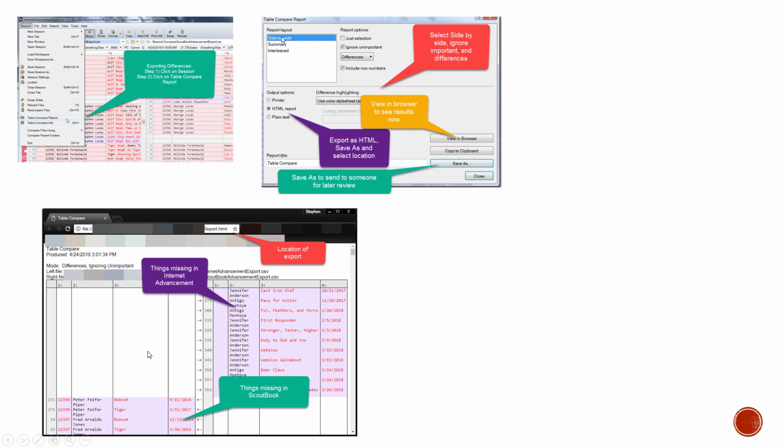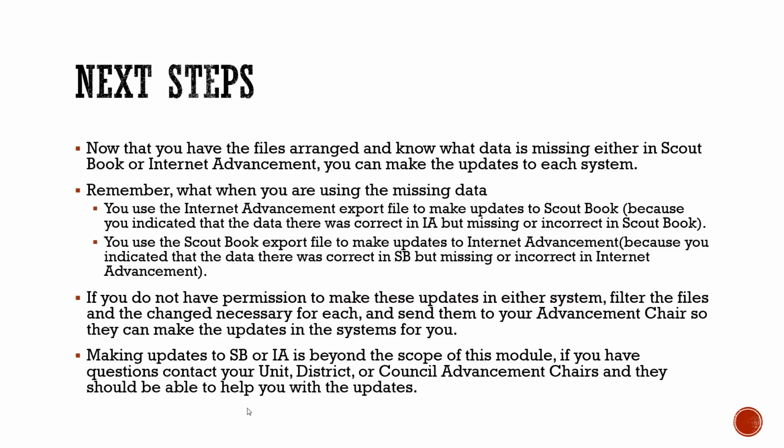So now that you've got those comparisons, it's the same thing, same layout that looks like in Beyond Compare, but now you've got it in a file that you can then go ahead and use separately, or you can send this to the advancement chair and have them go and make those updates. So now that the information is arranged, you know what's missing in ScoutBook and in Internet Advancement, you can go ahead and send those files off or make those updates as you need. Again, making the updates is beyond the scope of this module.